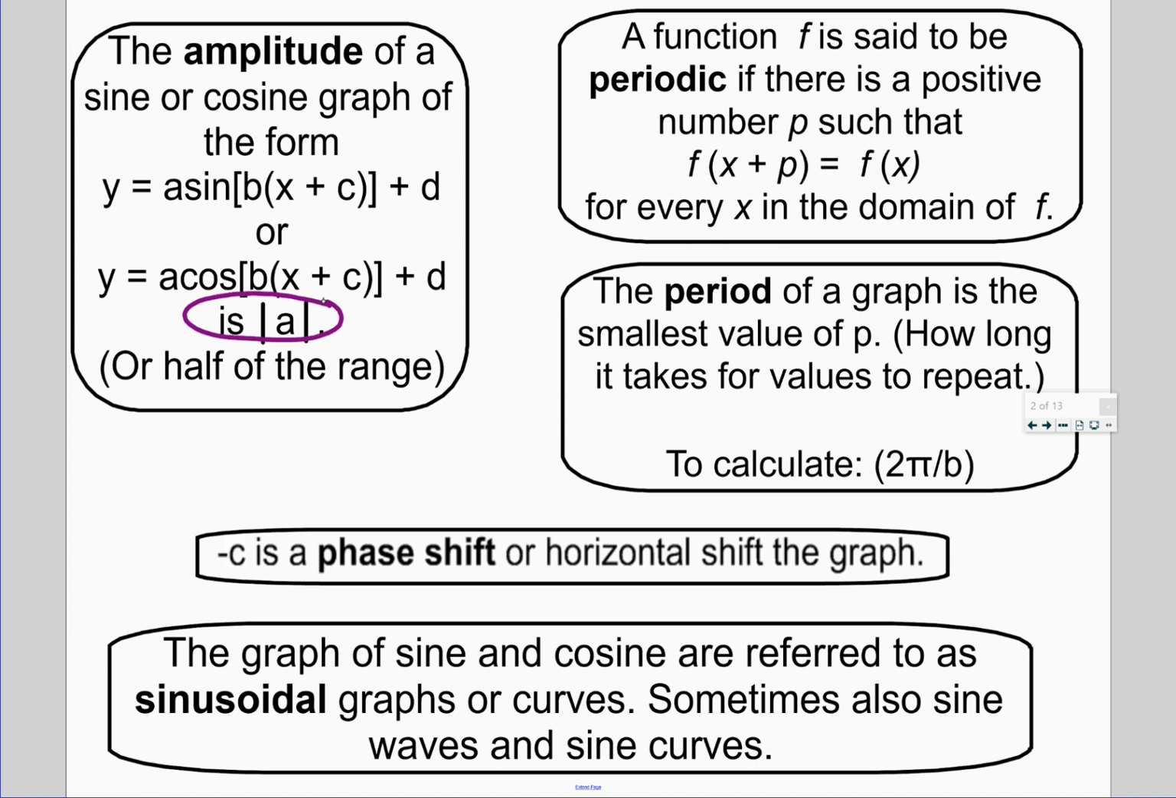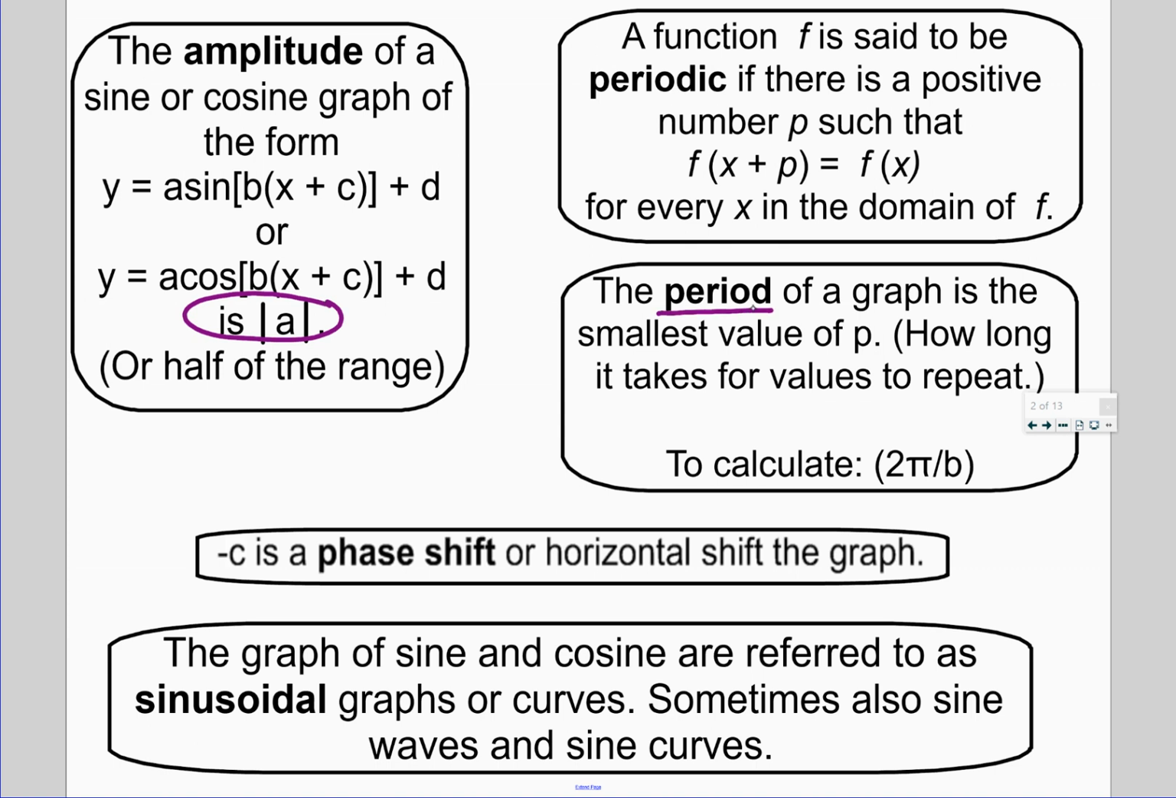We call these functions periodic because they repeat their shape. After a certain period of time, they start and repeat that same shape over and over again. That's because we're graphing values that are on our unit circle. So we're going to see that every rotation, we know the values start over again. So that's going to help us find the period of a graph.